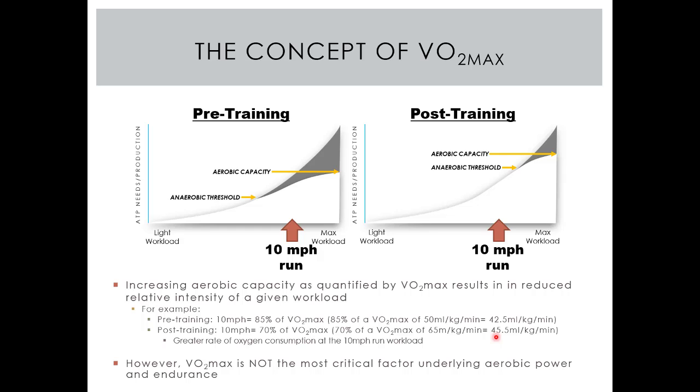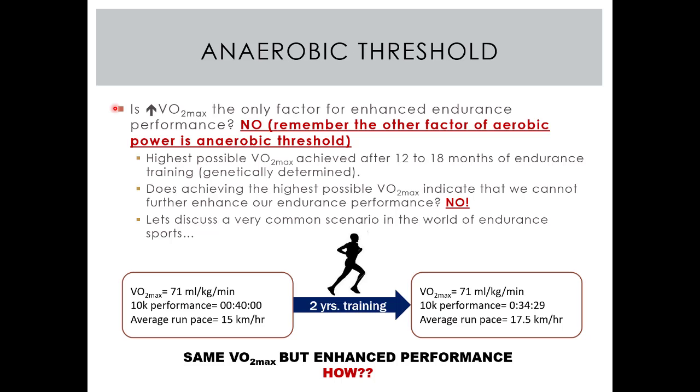Now, as we know, aerobic capacity / VO2 max is only one factor underlying aerobic power. In fact, it is not considered the most critical factor for most, which means anaerobic threshold is another factor that must be carefully understood and considered when talking about improvements in aerobic power with training. So the question we need to address now is: is an increase in VO2 max or aerobic capacity the only factor for enhanced muscular endurance? The direct answer to that is no, because there are two factors that contribute to aerobic power, the other being anaerobic threshold.